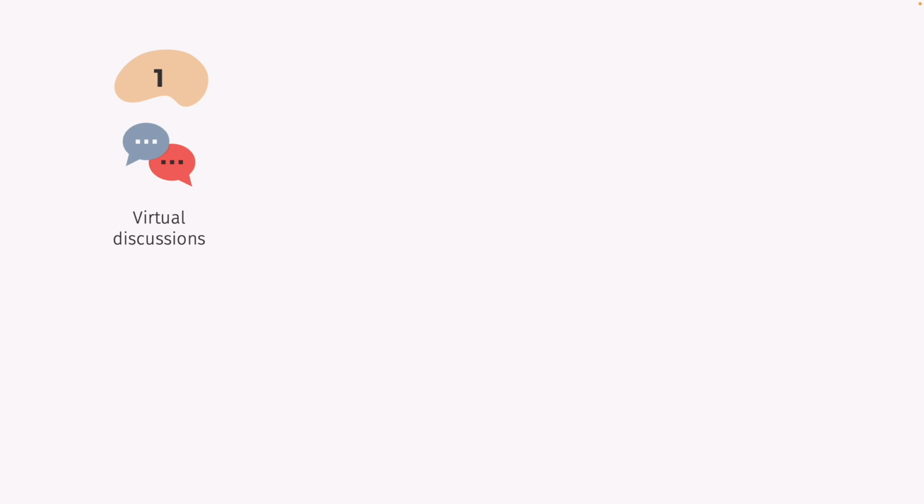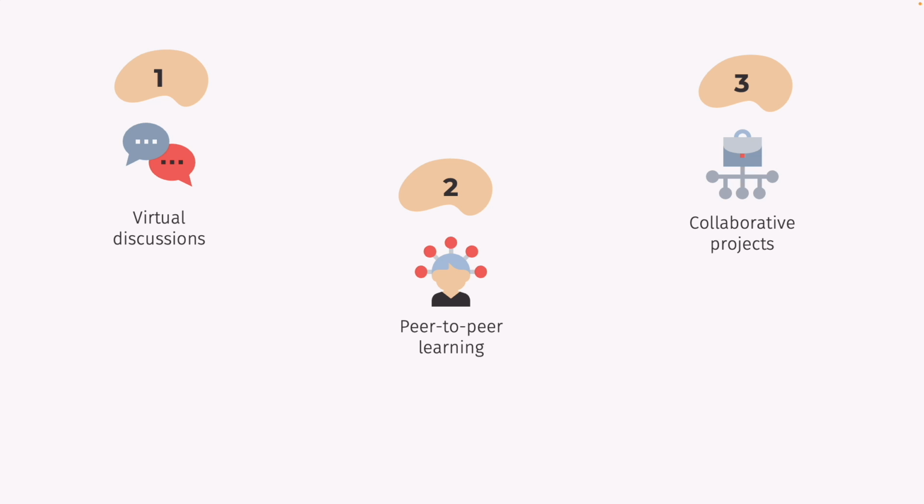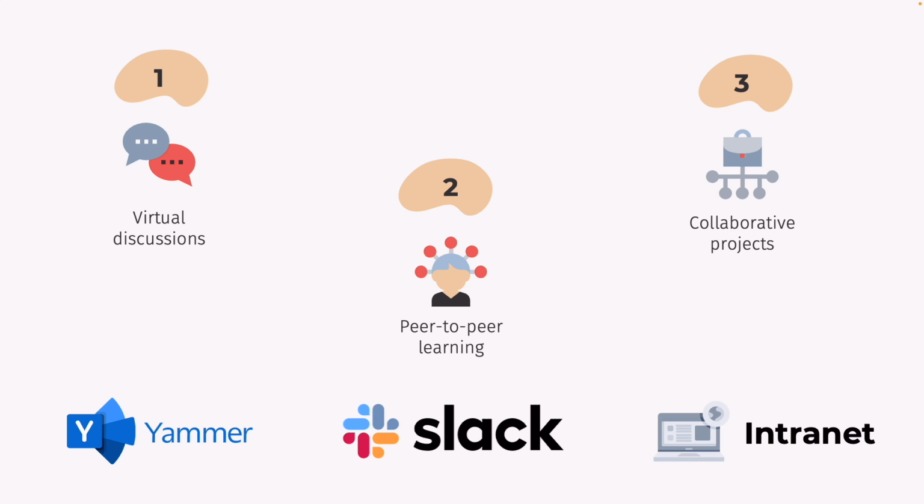Another way to use technology is to incorporate social learning into the onboarding program. This can include virtual discussions, peer-to-peer learning, and collaborative projects. This will help the new employee feel more connected to their colleagues and the organization as a whole. Try leveraging your internal social media channels like Yammer or Slack, as well as the intranet.